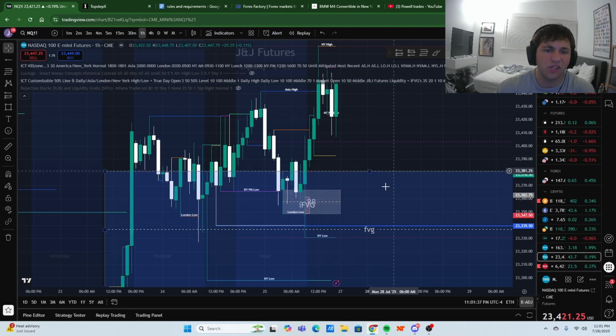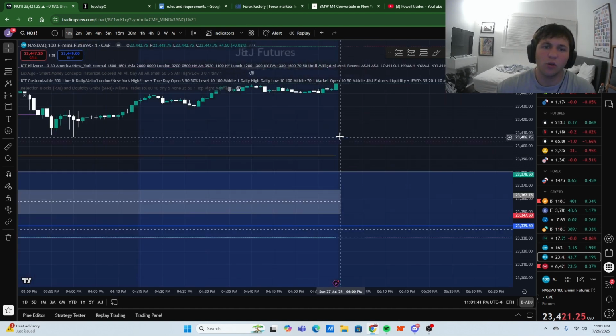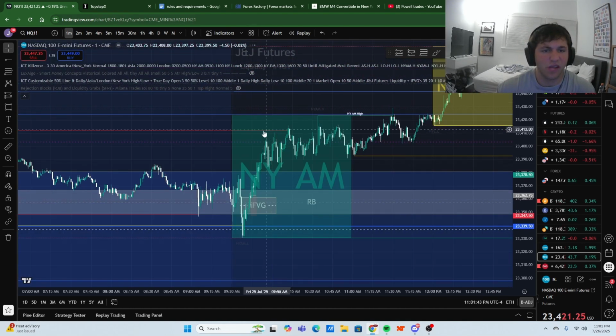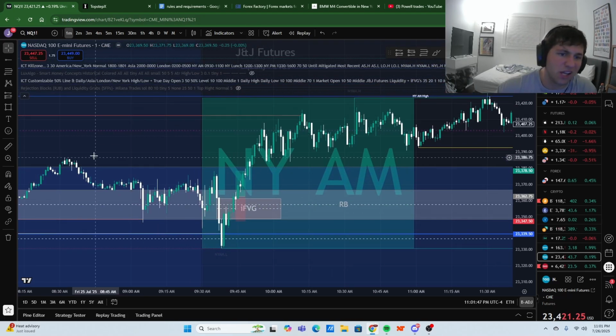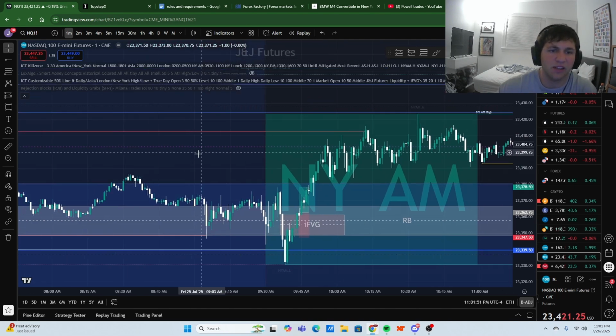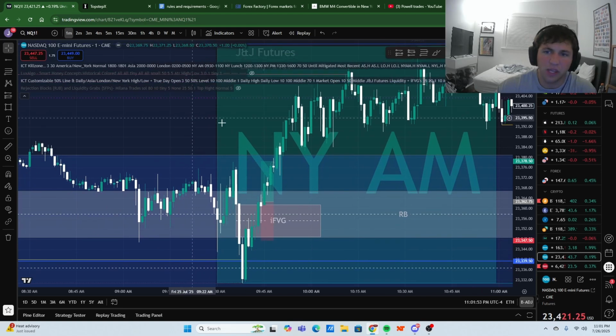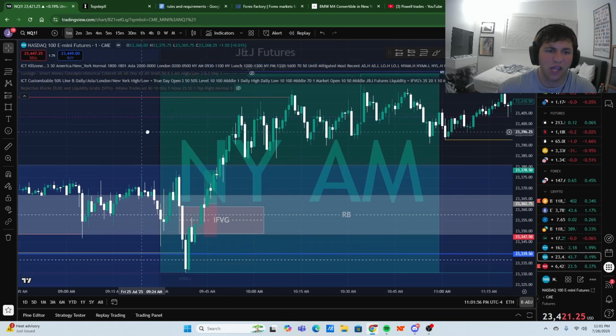And now anything in this wick is technically part of that rejection block. And what I've noticed is the reactions that we get off these rejection blocks are extremely effective. Like I said, you can look for 1-minute rejection blocks if you want. Not really my cup of tea. I like the inverses better. But fuck me, is this a powerful confluence to have, bro.